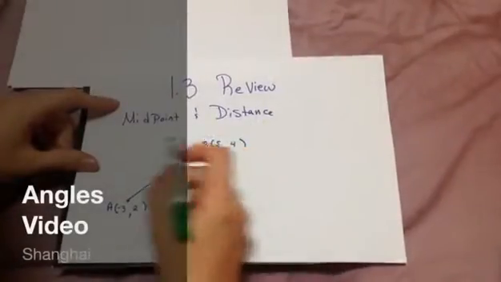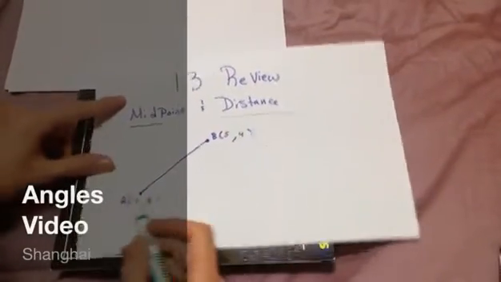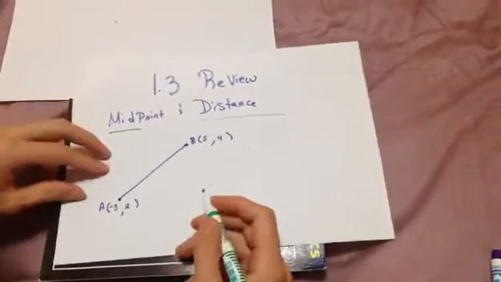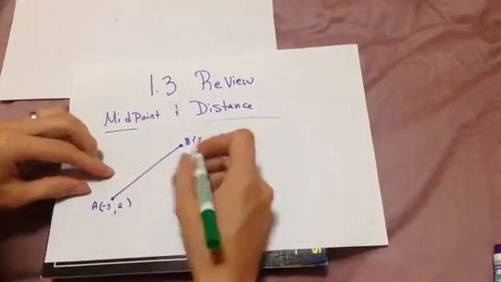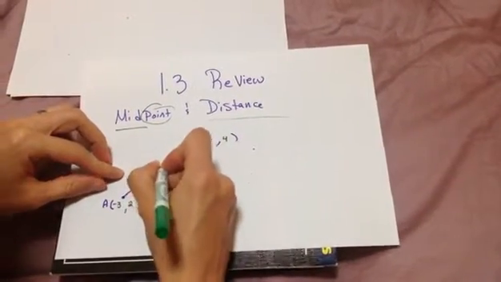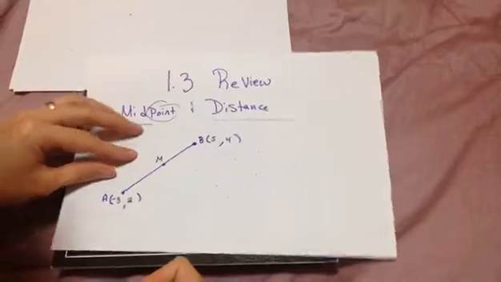A review of what we talked about last time, midpoint and distance. So let's say that I have 2 points A and B here with these coordinates, and I wanted to find first the midpoint, so I'm looking for a coordinate between the two. Of course, this M is the average of those 2 points.